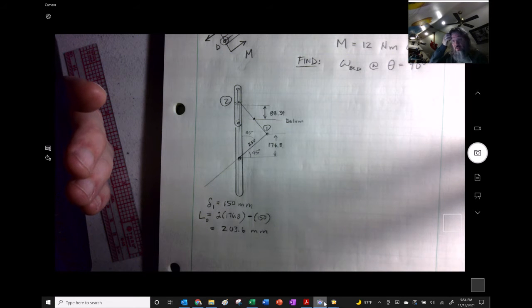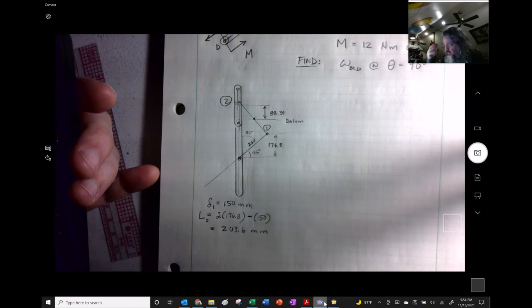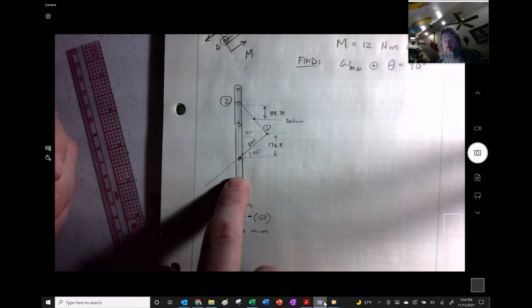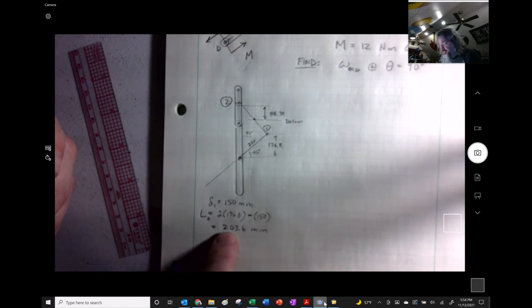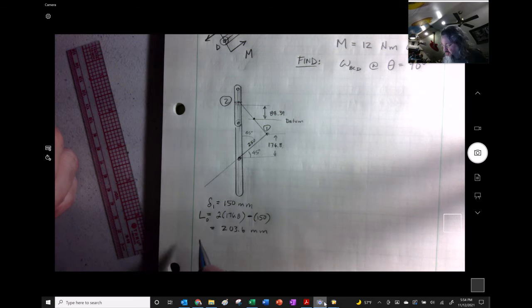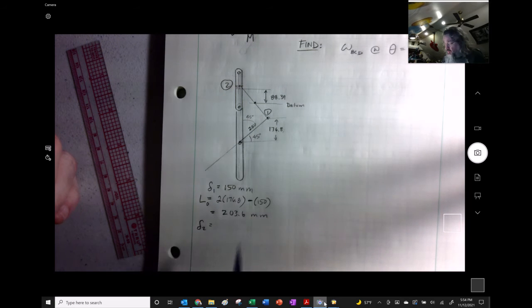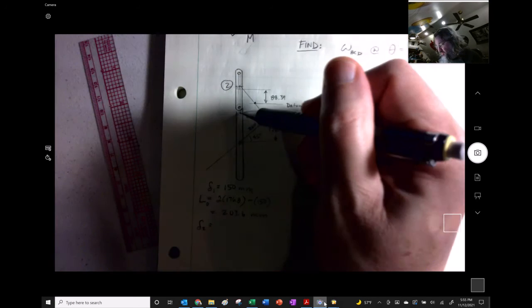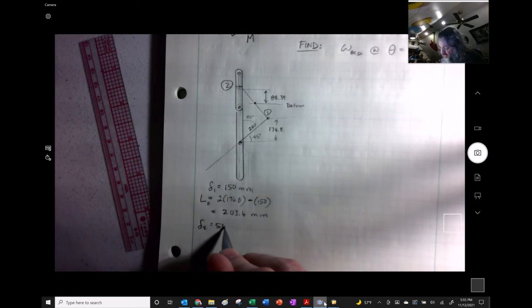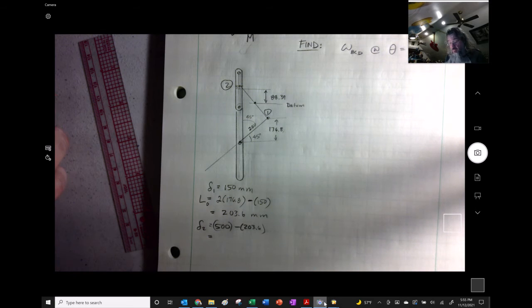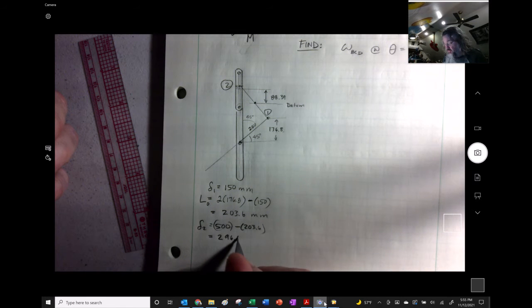If you get the logic behind that: its length right in here is that 176.8 times 2, but they said it was stretched 150 millimeters, so its actual unstretched length is this right in there. So in del 2, we're going to figure out the length of the thing right here. That should be 250 plus 250, which is 500, minus 203.6, and we should get 296.5 millimeters.